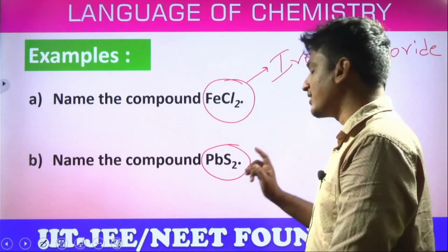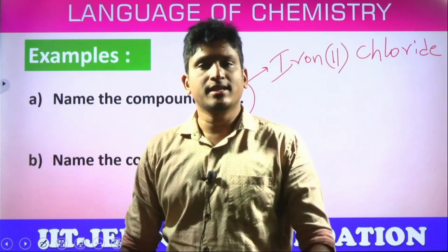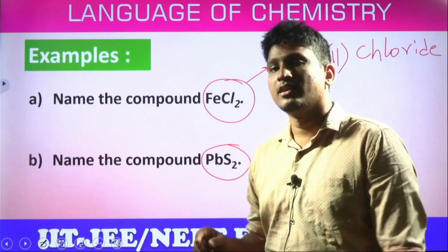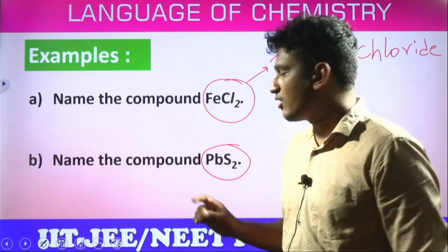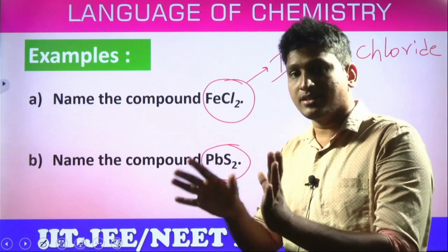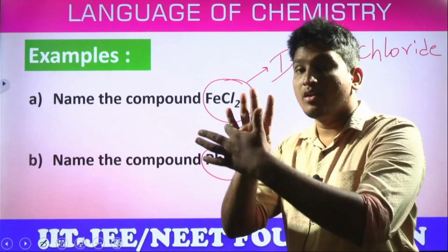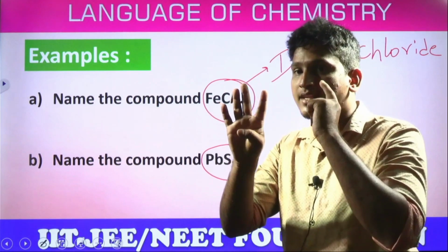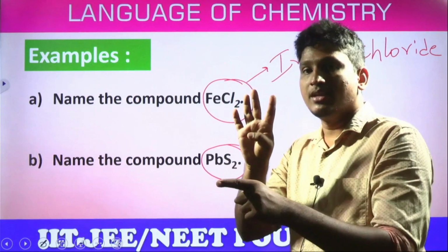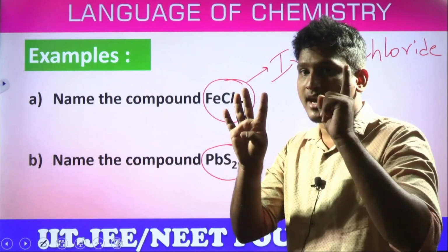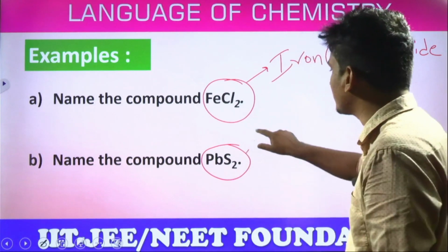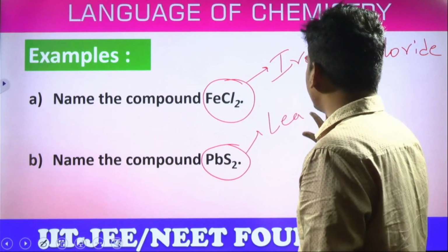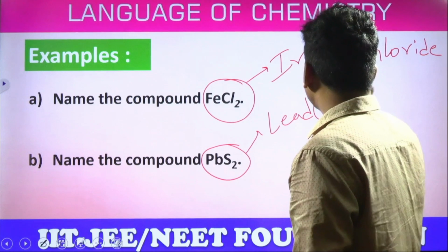PbS2. Students, what is the valency of sulfur? Sulfide, S minus 2, and 2 sulfurs are there. That means each sulfur has 2, and two sulfurs are there. Total how much is the valency on the sulfur side? 4 is the valency. And all the 4 valency is balanced by how many lead? Pb, plumbum, how many lead atoms? Only one lead atom. That means lead has valency 4. So what is the name of this compound? Lead 4 sulfide. That's it.